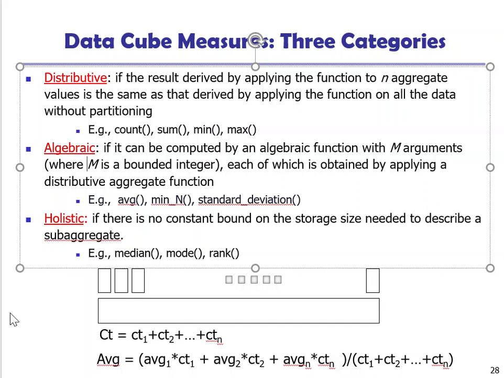Okay, so we have discussed the dimension table and the measures, and we discussed the concept hierarchy in dimension tables and different types of measures in terms of their computational efficiency.